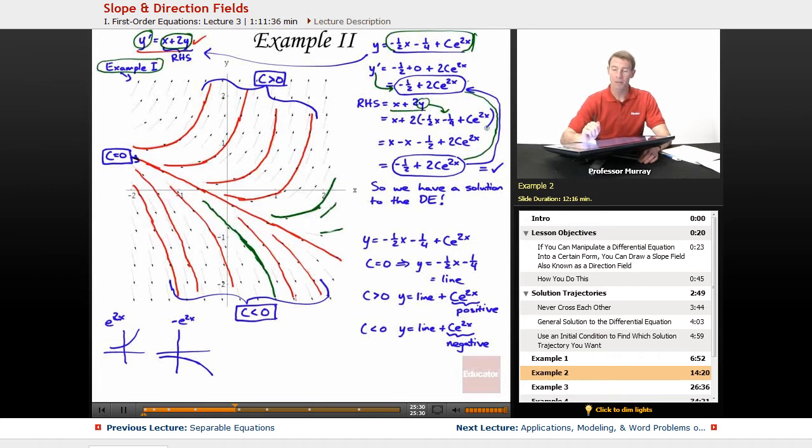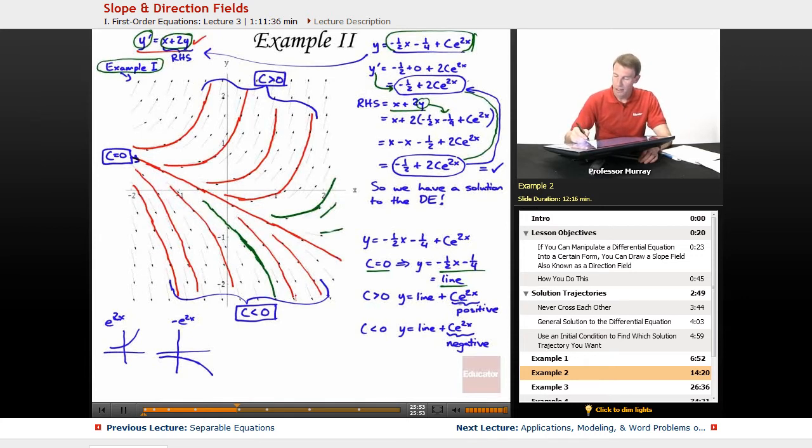But finally, the problem asked us to determine which values of the arbitrary constant corresponded to which solution trajectories. And I started easy by taking the constant equal to 0, which just simplified me down to something in y equals mx plus b form. So that was just y equals a line. And so that's this line right here at c equals 0, this line right in the middle.